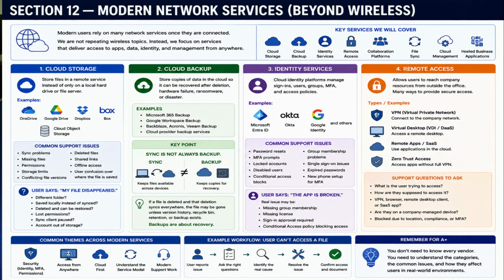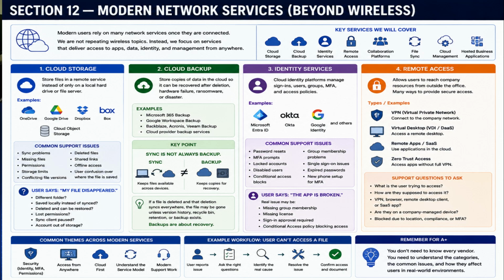These include things like cloud storage, cloud backup, identity services, remote access, collaboration platforms, file synchronizations, cloud-based management tools, and hosted business applications. Let's start with cloud storage. Cloud storage allows users and companies to store files in a remote service instead of only a local hard drive or local file server. Examples include OneDrive, Google Drive, Dropbox, Box, and cloud object storage platforms.